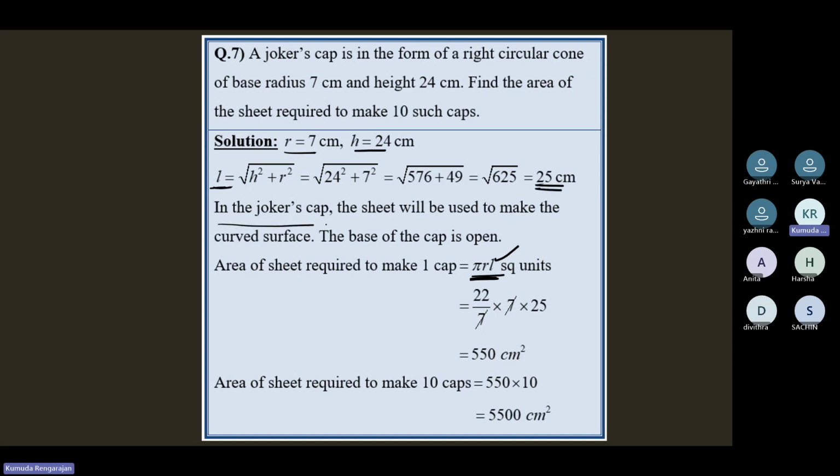So in the joker's cap, the sheet will be used to make the curved surface. The base of the cap is open. No sheet will be used there. So that means you should find only the curved surface. Area of sheet needed to make one cap, pi RL. 10 caps, into 10.